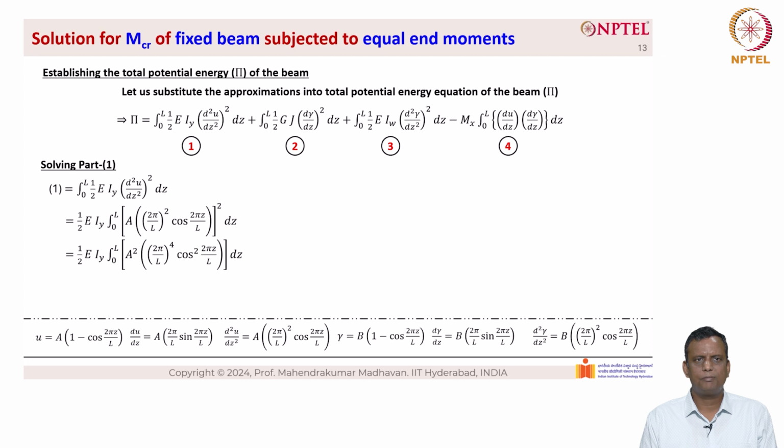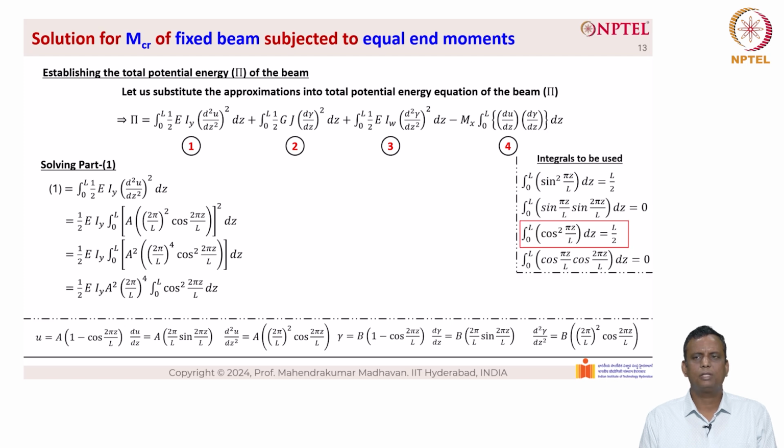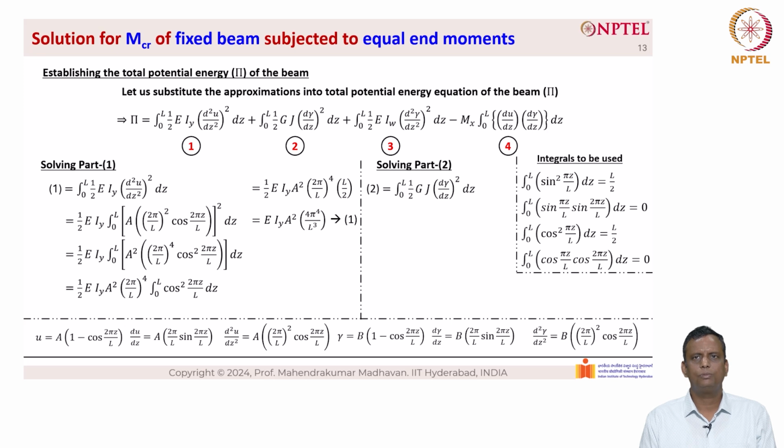Again we can simplify this further, and we can substitute the value of L by 2 for the integral 0 to L of cos square 2 pi z by L. We can also use the standard integral, which is integral 0 to L of cos square pi z by L into dz is equal to L by 2. When we substitute that, we can further simplify this equation as given here, which becomes equation 1, which is EIy into A square into 4 pi power 4 divided by L cube, equation 1. Now let's solve equation 2.